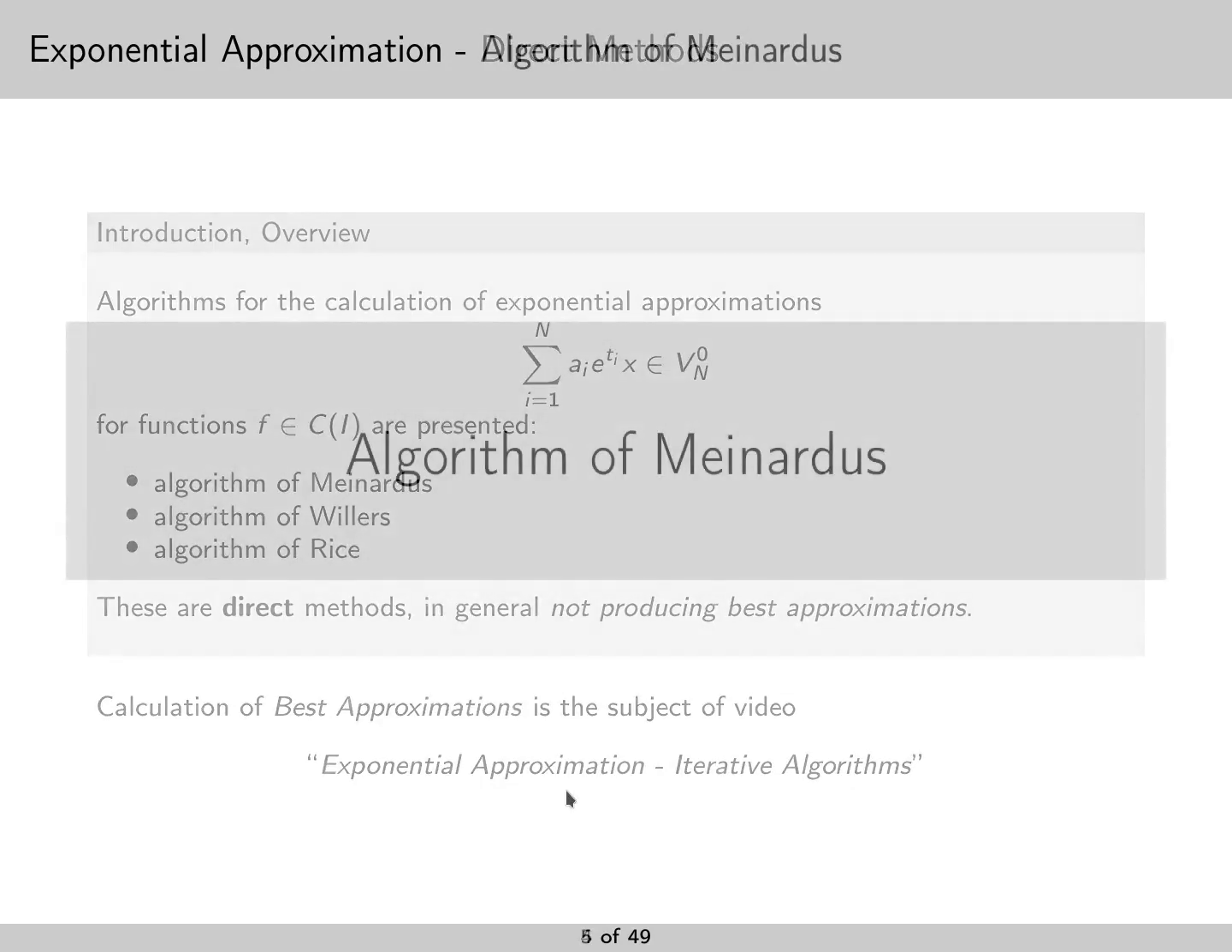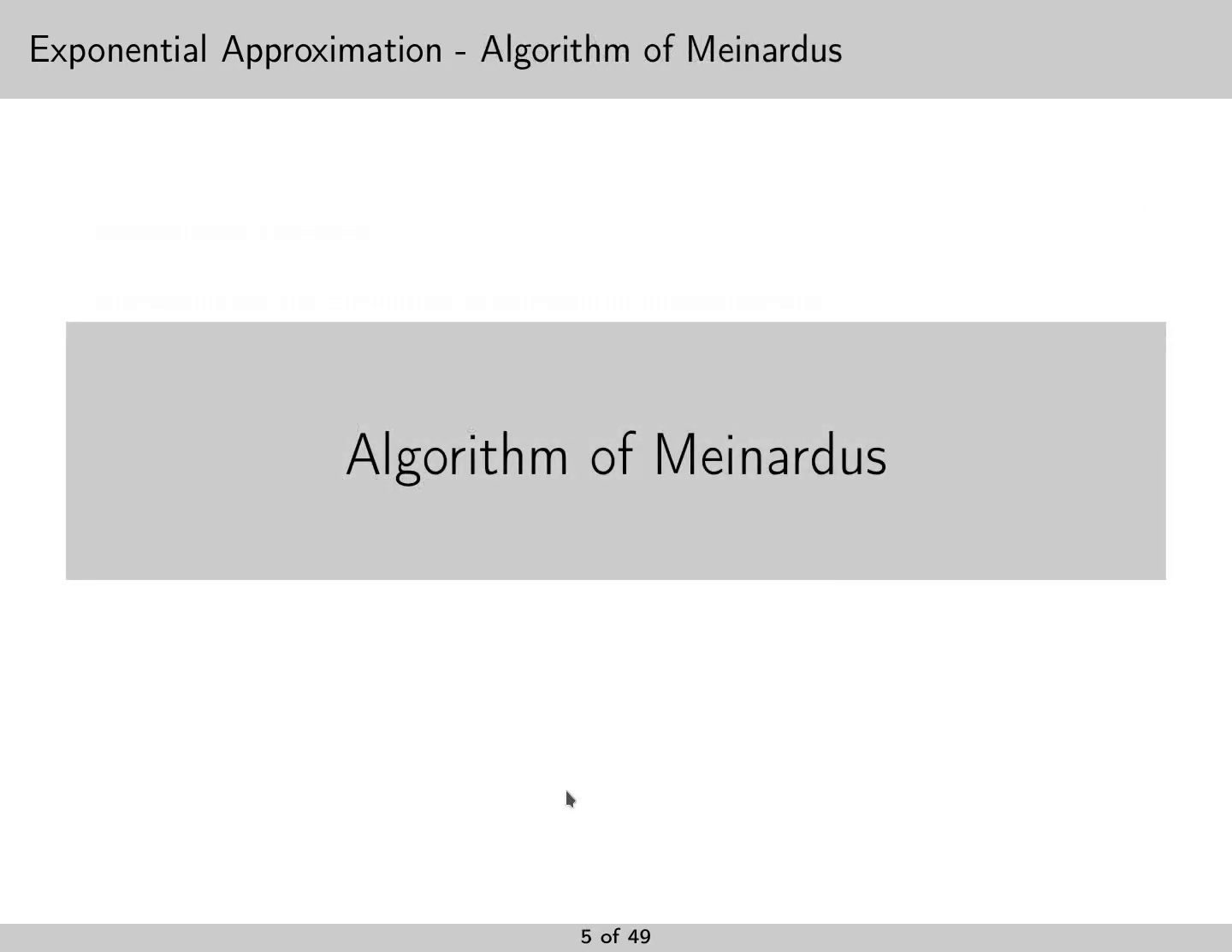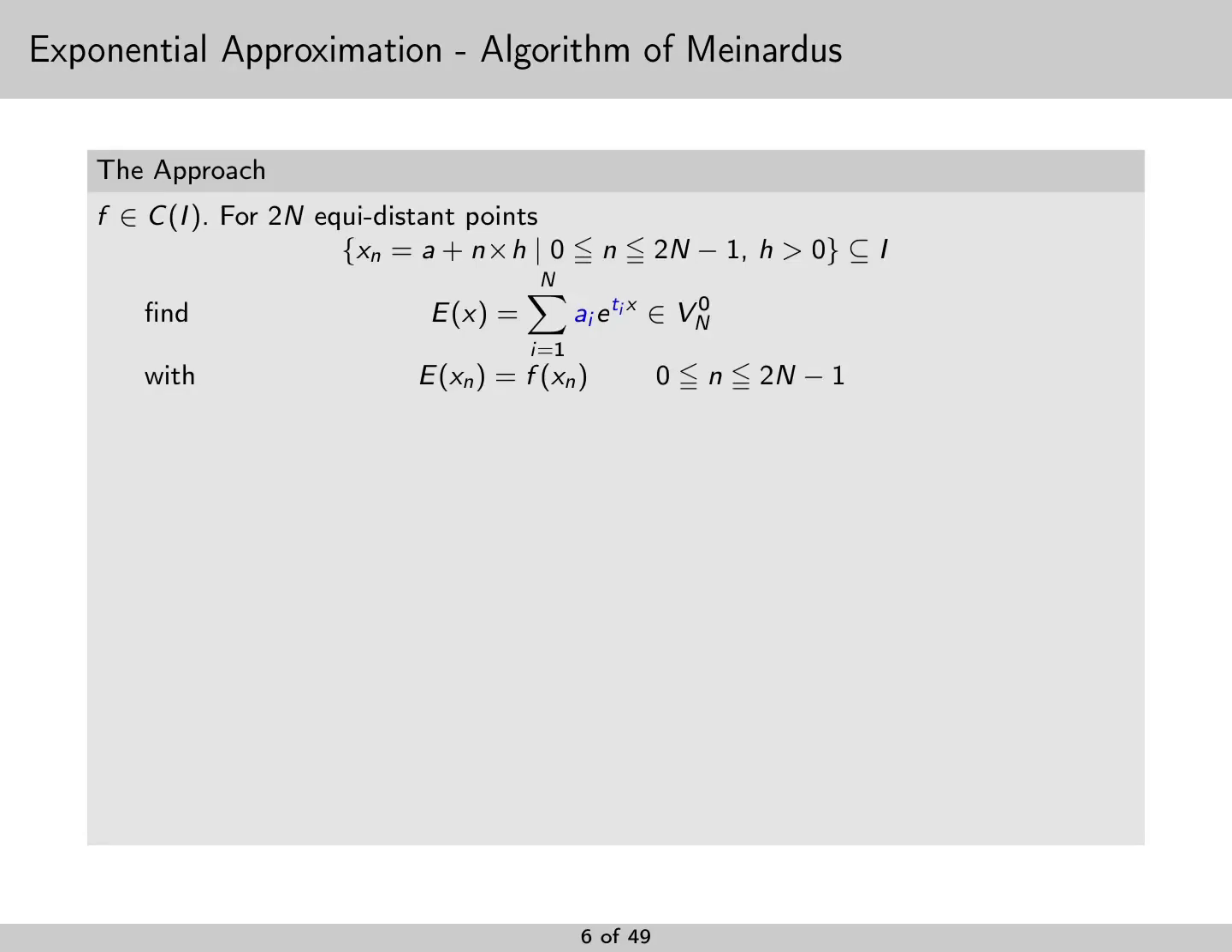Let us start with the algorithm of Meinardus. The approach of Meinardus is to find an exponential sum e of V_n^0 such that e is equal to f at 2n equidistant points x_i of interval I. This can be thought of as an interpolation problem with 2n function values. An example to illustrate this approach.